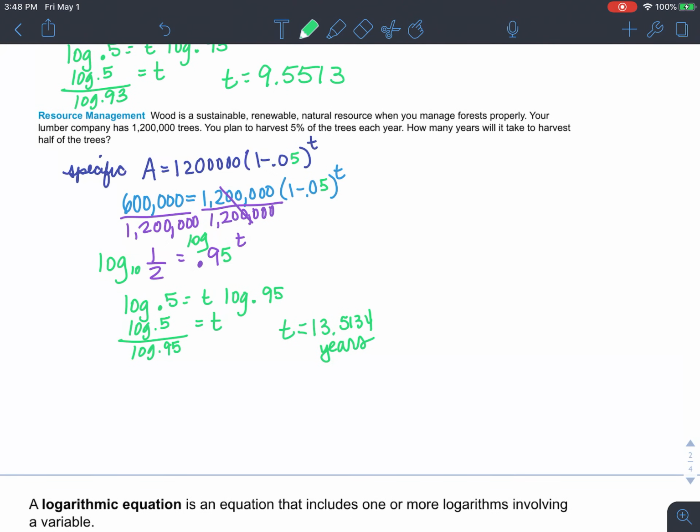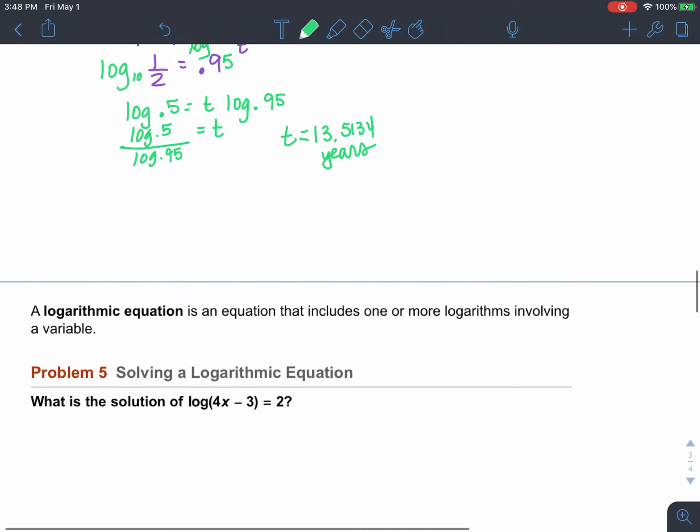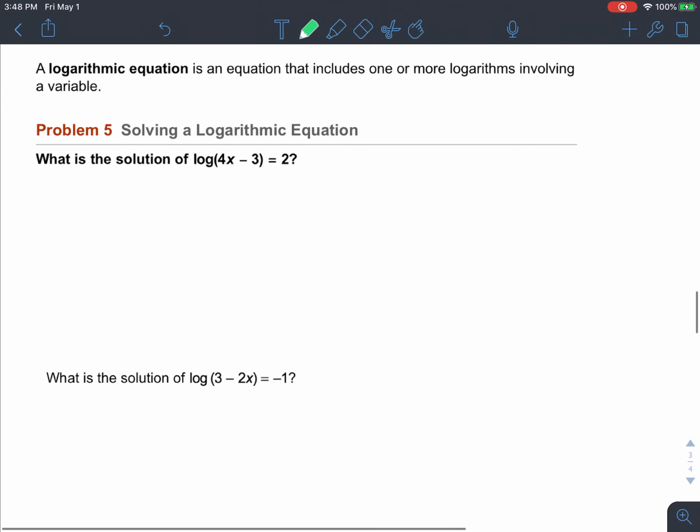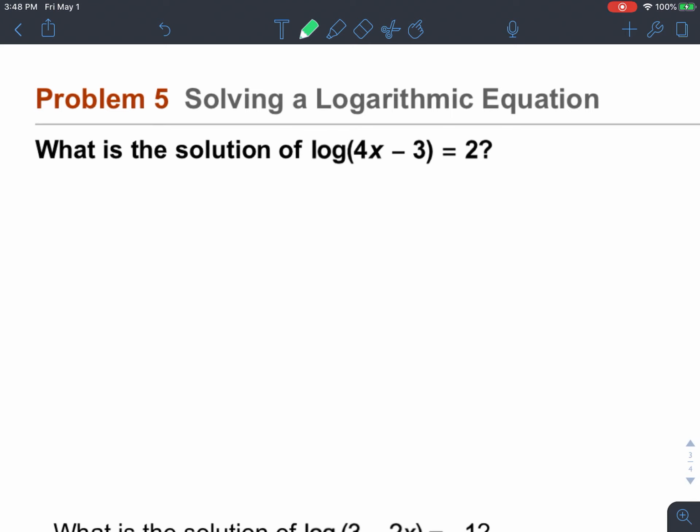Okay. Those are exponential equations. Let's talk about logarithmic equations. So if you use logs to solve exponential equations, then you're probably going to use exponents to solve log equations because they are inverses. So a logarithmic equation is any equation that has an x in a log function, like this one.